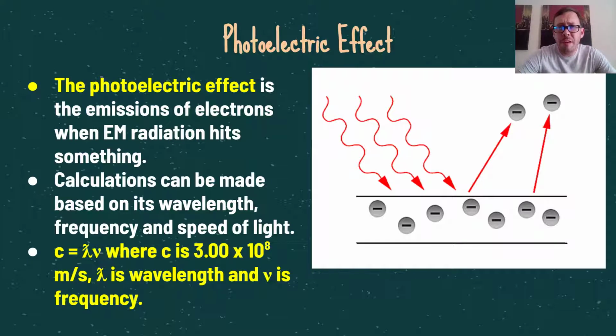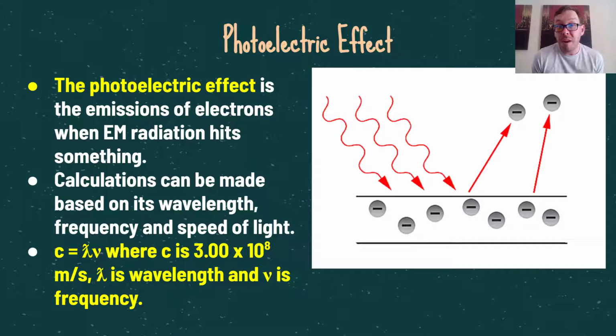One thing that is very useful about these concepts, and this is directly correlated to what you see here, known as the photoelectric effect, is the emission of electrons when electromagnetic radiation hits something. Again, these are specific wavelengths of electromagnetic radiation that cause these jumps or removal of these electrons. Now, calculations can be made based on the wavelength, frequency, and the speed of light.